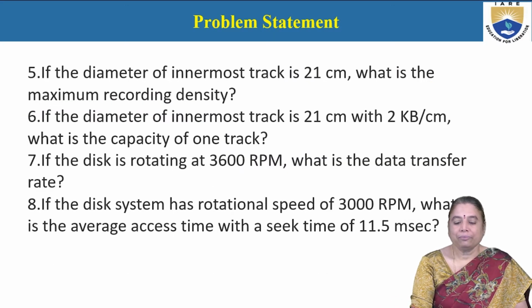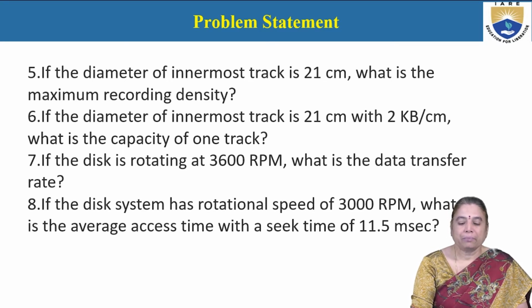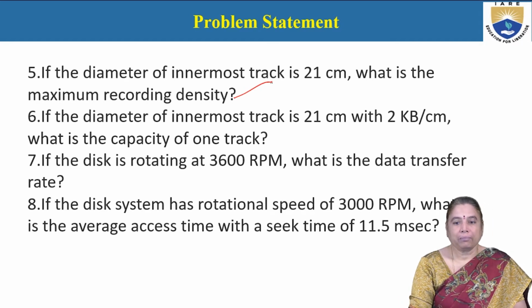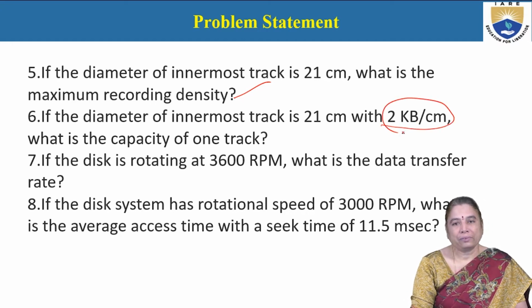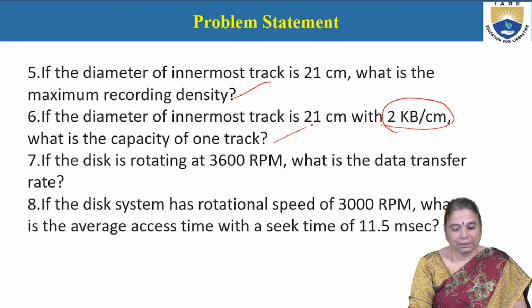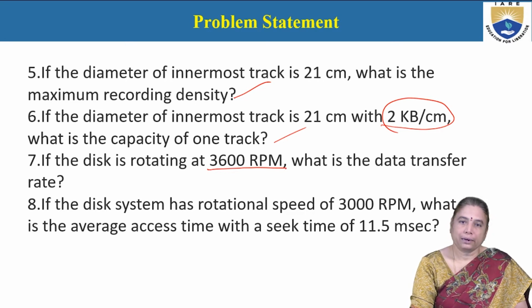Next question is, if the diameter of the innermost track is 21 centimeters, what is the maximum recording density? If the diameter of the innermost track is 21 centimeters with 2 kb per centimeter, what is the capacity of one track? If the disk is rotating at 3600 rpm, what is the data transfer rate? If the disk system has a rotational speed of 3000 rpm, what is the average access time with a seek time of 11.5 milliseconds? So these are the questions.